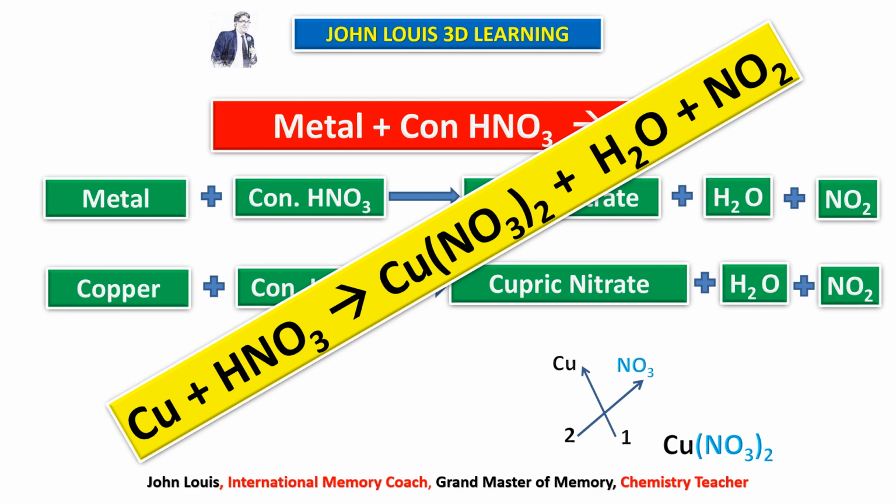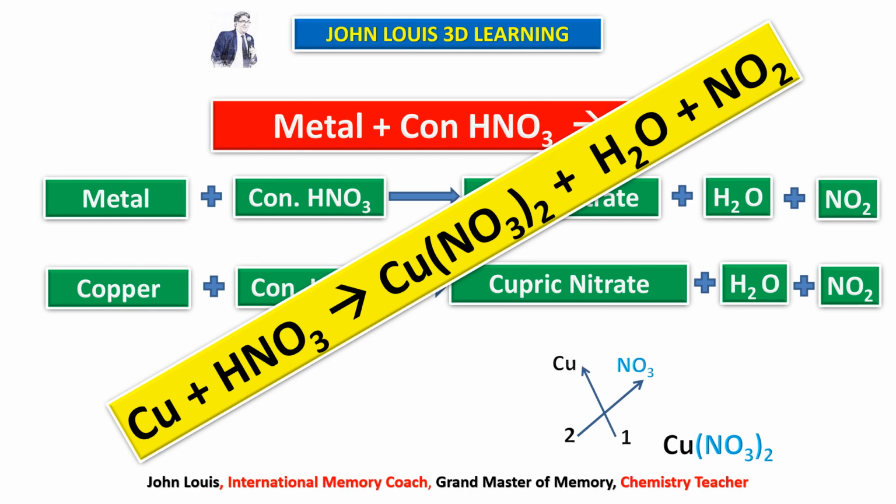I think we have seen 3 examples for this type, metal plus concentrated nitric acid. I think that's enough. What we need to understand is, when metals having variable valencies react with concentrated nitric acid, they form the higher valency.